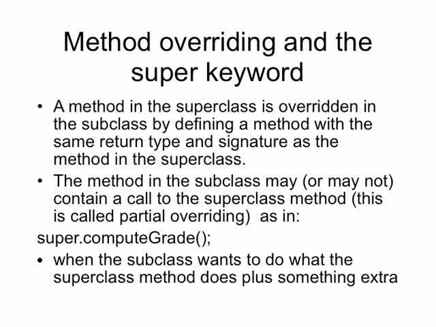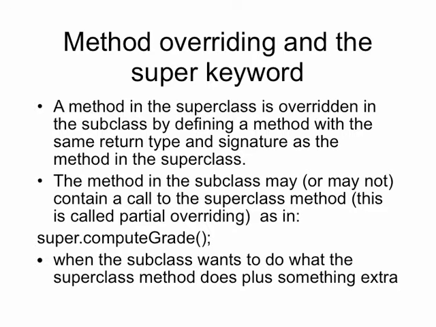So you can override, as we just saw in the example at the bottom of page 134. You can call a method in the superclass by preceding that method name with the keyword super, as in super.computeGrade in the example at the bottom of page 134. The method in the subclass may or may not contain a call to the superclass. And in the case of computeGrade at the bottom of page 134, that is an example of partial overriding.